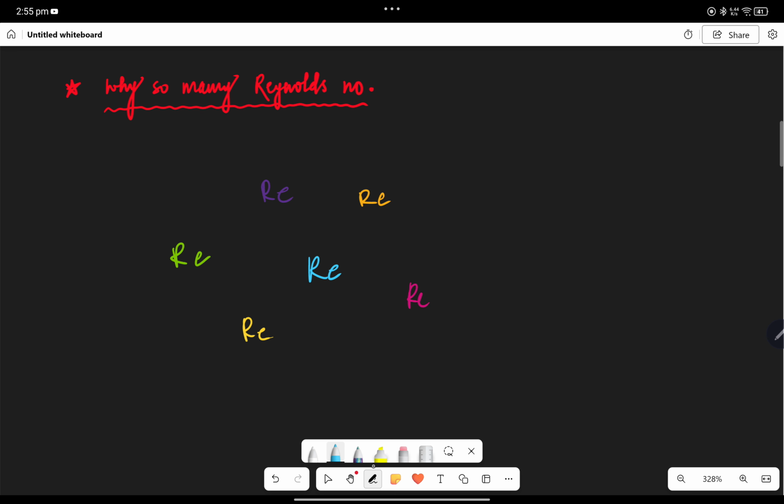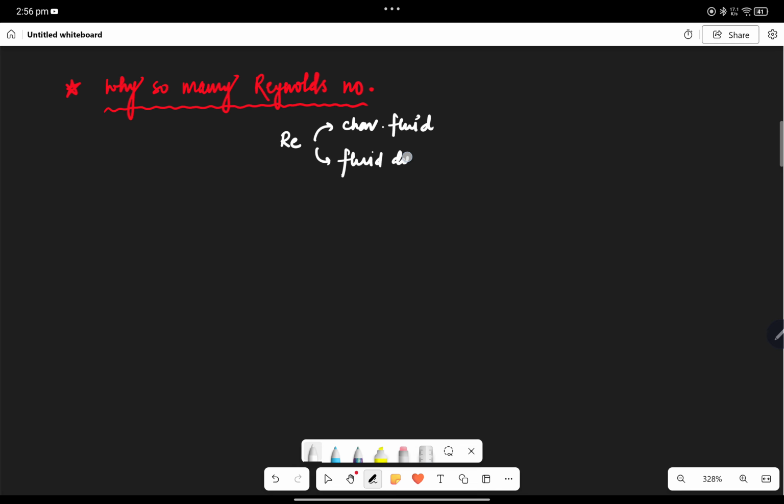So there are not so many Reynolds numbers, there are only two Reynolds numbers mainly. And on the basis of the characteristics of Reynolds number, we are going to understand why there are two Reynolds numbers. Okay, so let me clear the screen and I will show you, and be with me. First of all, Reynolds number depends on the characteristic of the fluid, right? And second, it depends on the fluid dynamics of the fluid, right? So on these two things the Reynolds number depends.